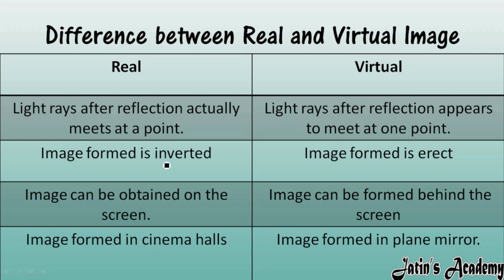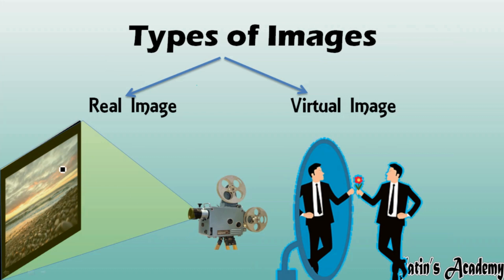Real image is always inverted. Inverted means upside down. An upside down image is always formed in a real image. Then you will say, why is an inverted or upside down image not seen in a projector or in a cinema hall? Because this projector is also already kept in an inverted form.